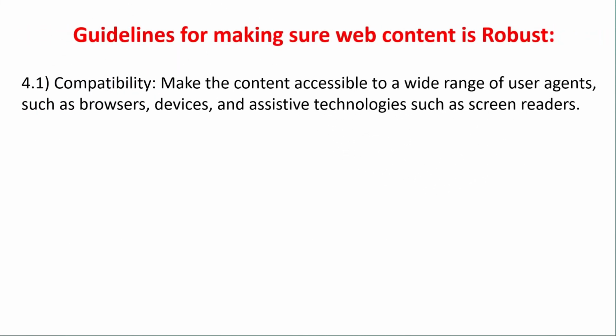Guidelines for making sure web content is robust. 4.1 Compatibility, make the content accessible to a wide range of user agents, such as browsers, devices, and assistive technologies such as screen readers.